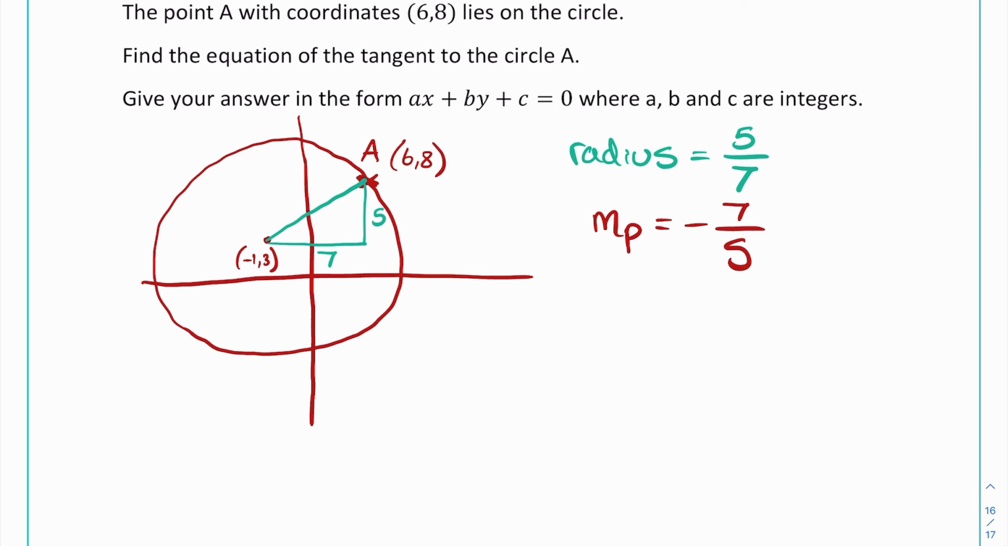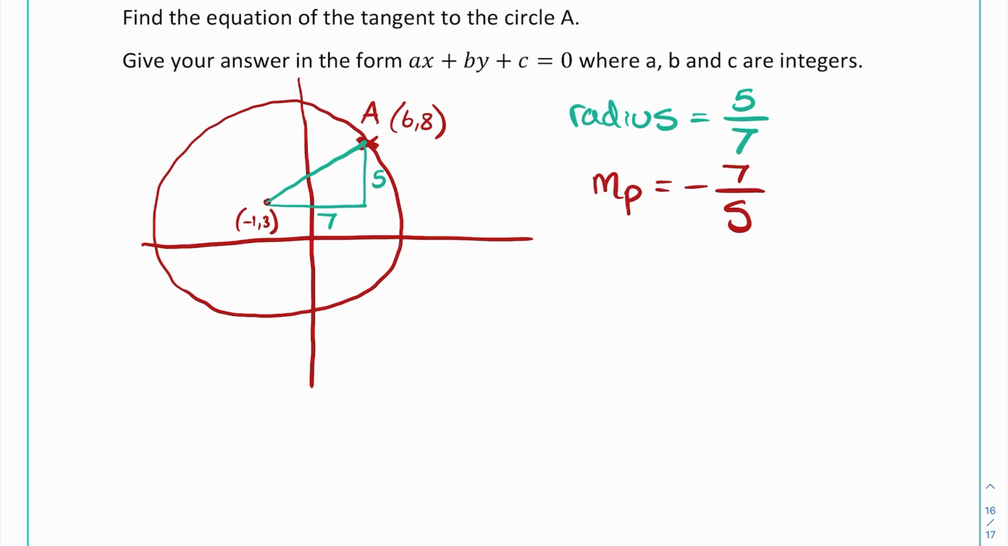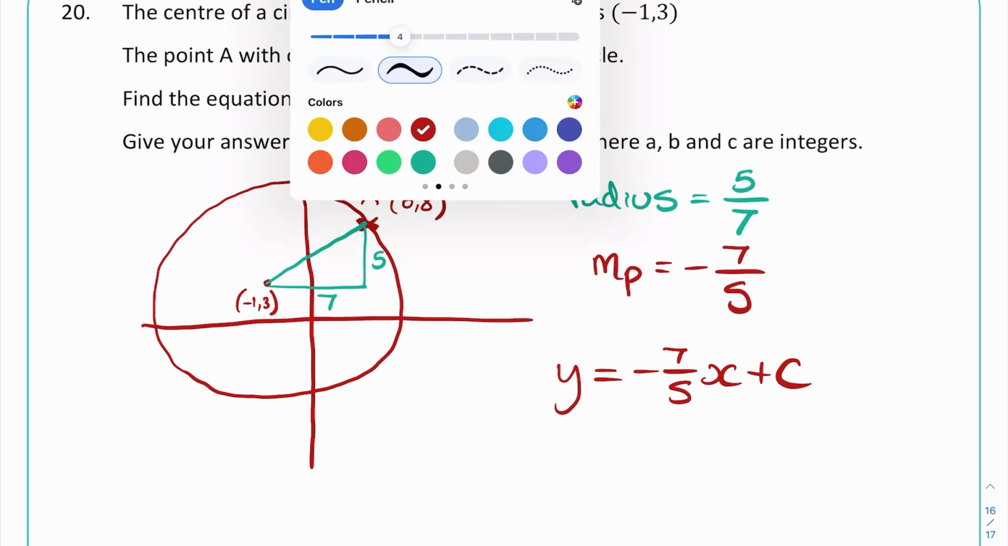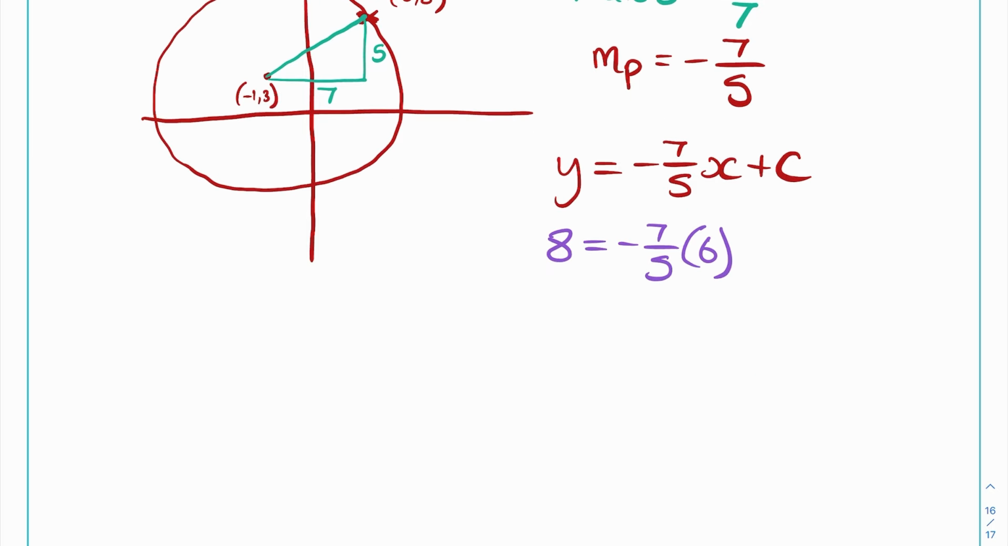At this point, we're going to follow a very similar process to when we were looking at perpendicular lines. So we're going to put that into our line equation. So we get y is equal to -7 over 5x plus c. And of course, we now need to put a coordinate in. We've been given the coordinate 6 and 8. So if we put that in, y is 8. So 8 is equal to -7 over 5 multiplied by the x coordinate, which is 6, and then add c.